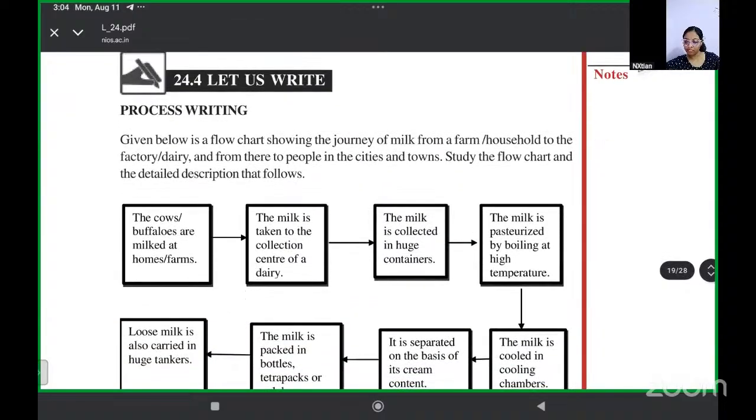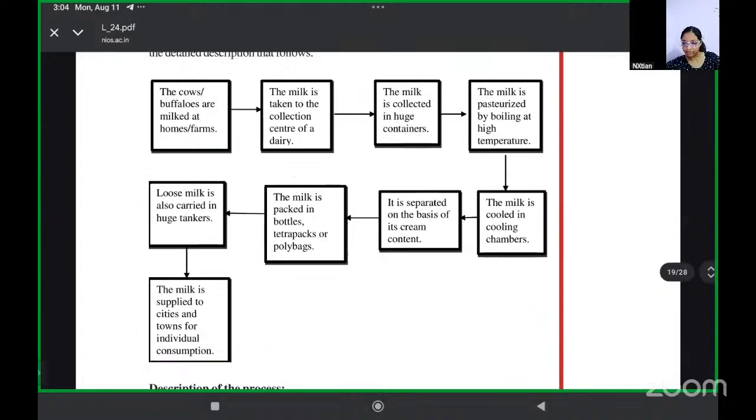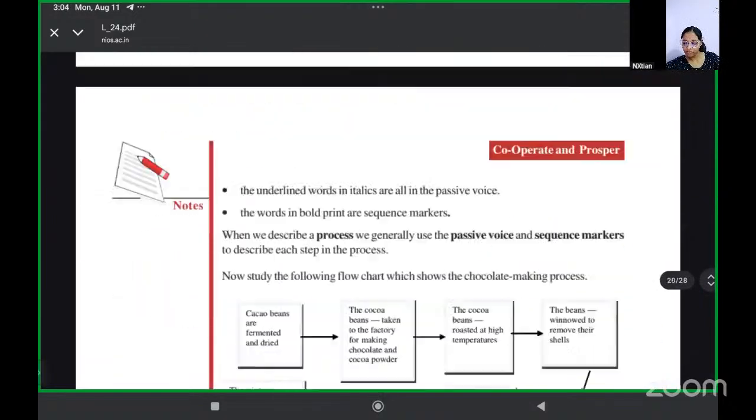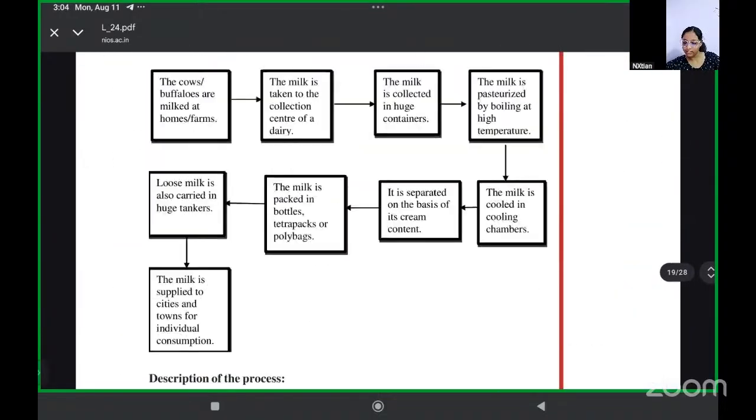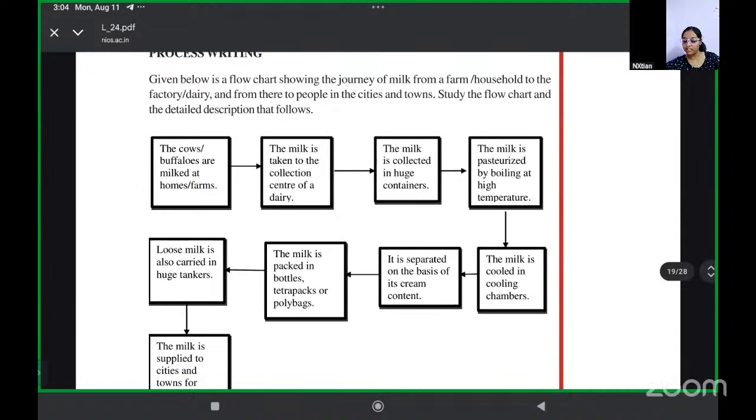Okay. So this exercise we have, let us write. Okay. Now, did I give this to you as homework? No, right? Don't, ma'am, don't. Let's quickly see what it is about.